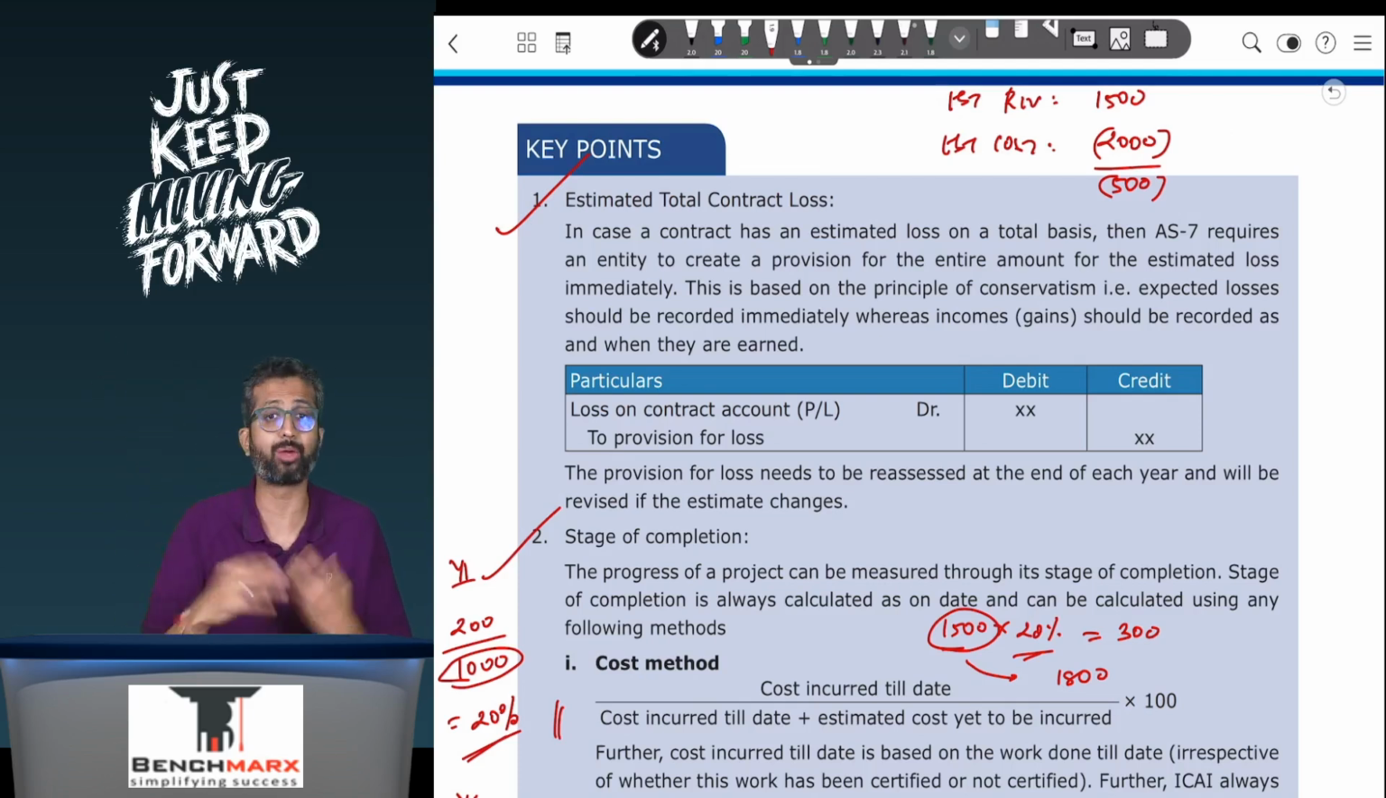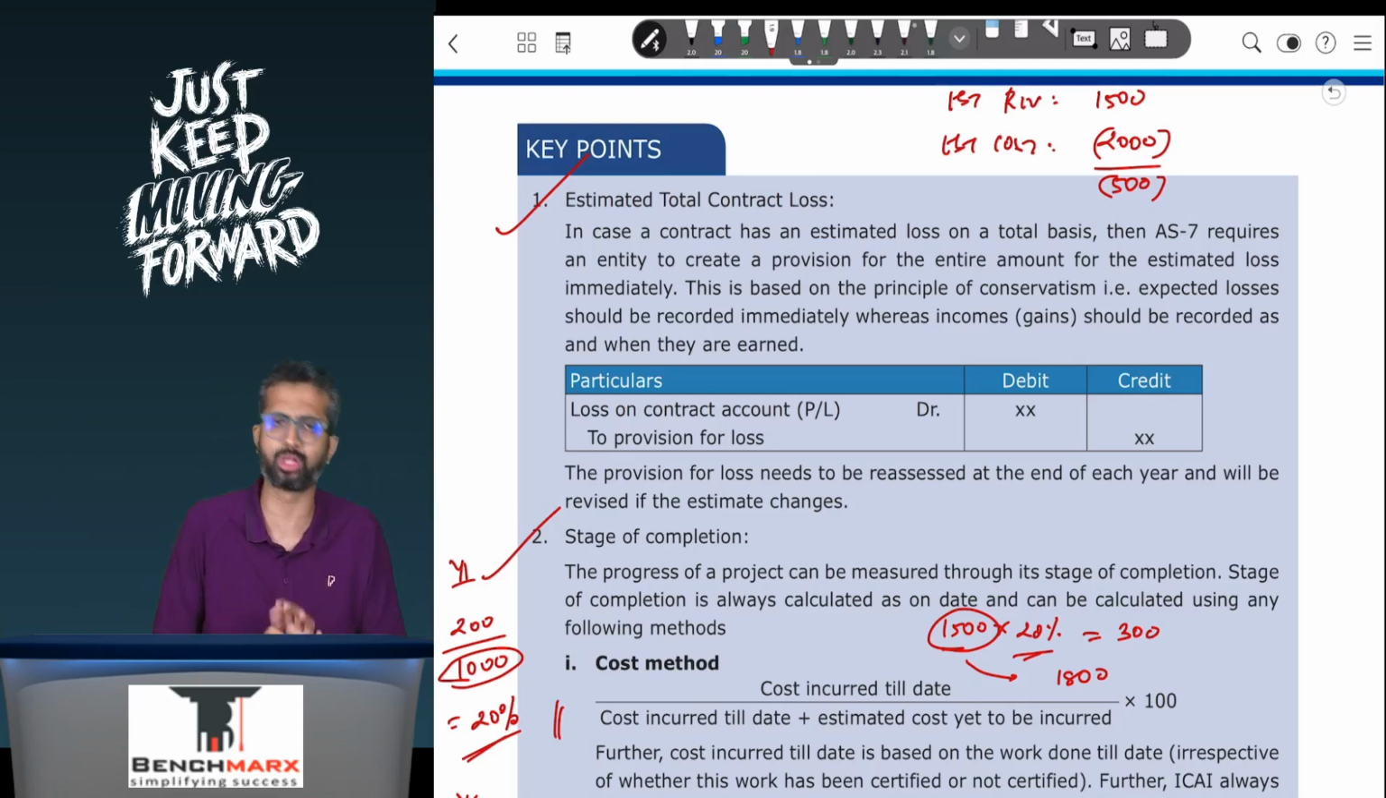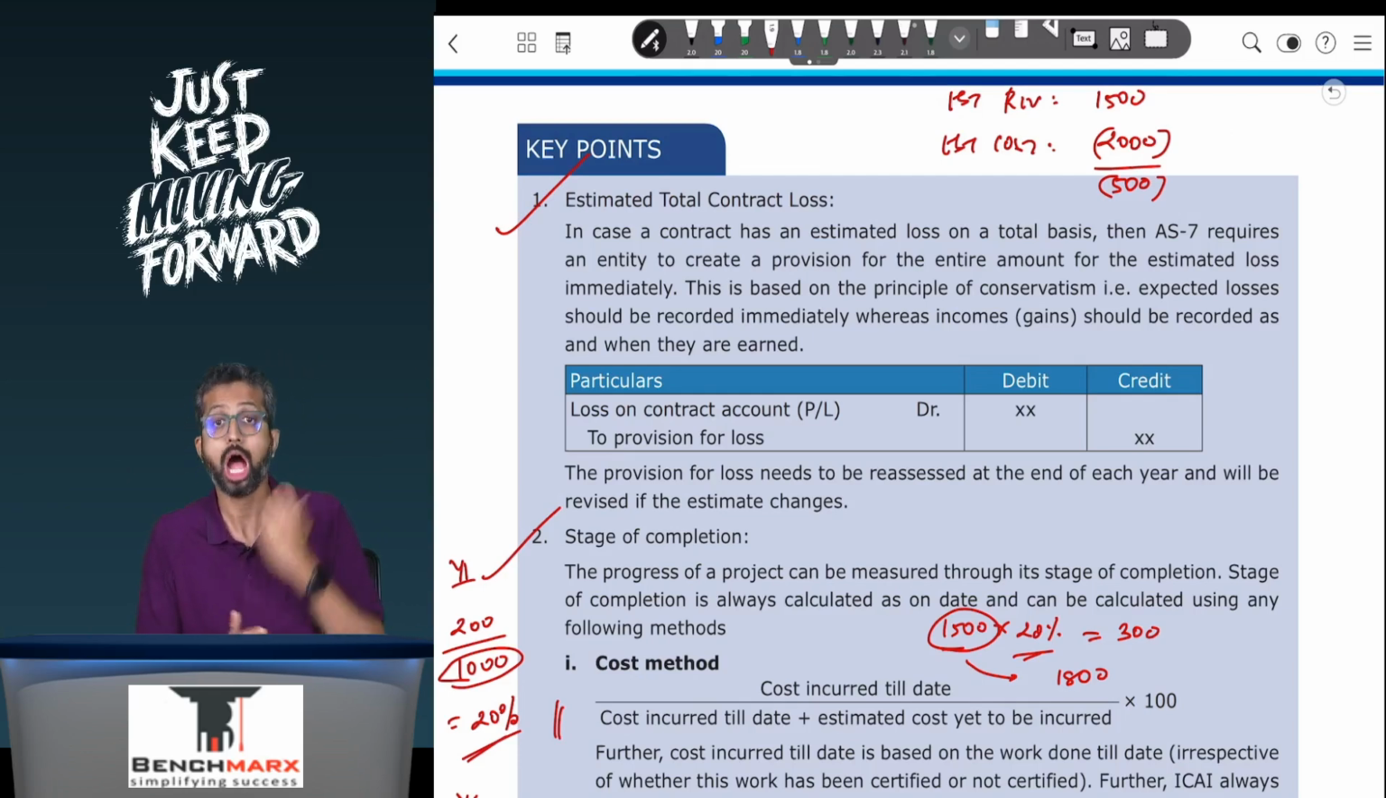In AS 29 language, this is called an onerous or a burdensome contract. The standard says you will create a provision for losses on the onerous contract. You will not wait for the loss to actually happen. In fact, you will create a provision for losses on the onerous contract the moment you realize that the contract has an estimated loss. How will we know this?